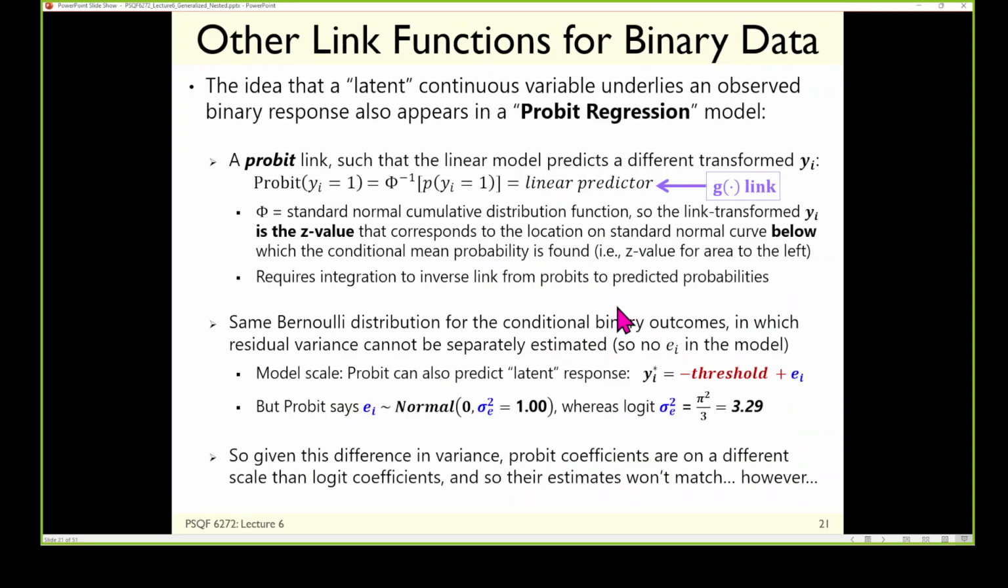So logistic regression has a cousin called probit regression. Probit is another link function for binary data. It does the exact same thing in that it takes the conditional mean probability and puts it onto a continuous metric that ranges from negative to positive infinity, and also 0 is the middle point. But probit is on a different scale.